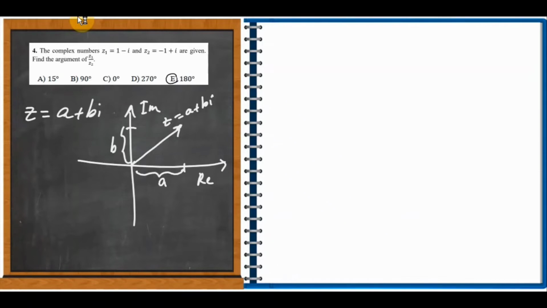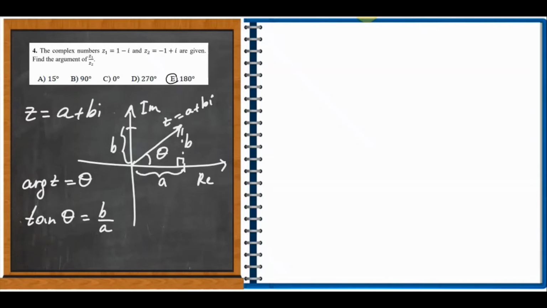What is the argument of z? It's the angle between the vector and the positive direction of real x. It's going to be theta. So how to find theta? First of all, we can create a right angle triangle here, and we can say that tangent theta is equal to opposite, which is b, over adjacent. After defining the argument of the complex number, we need to understand what the ratio of 2 complex numbers is.